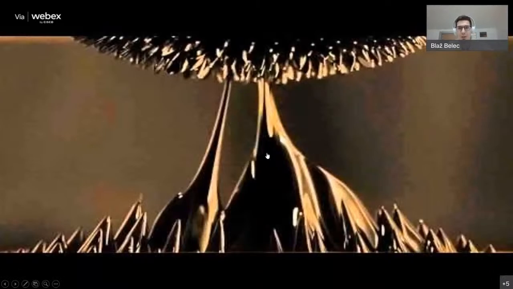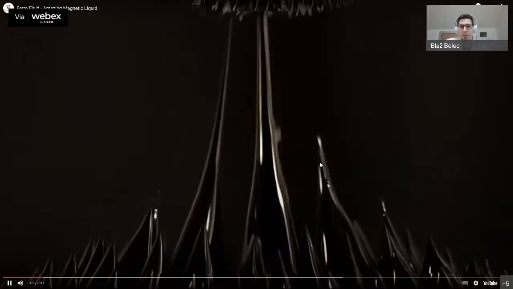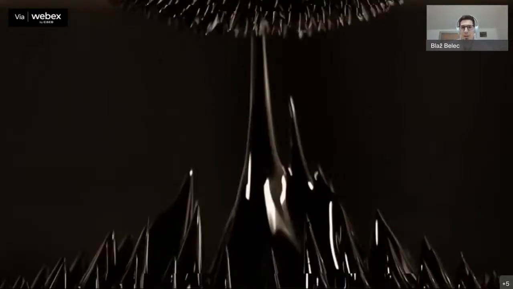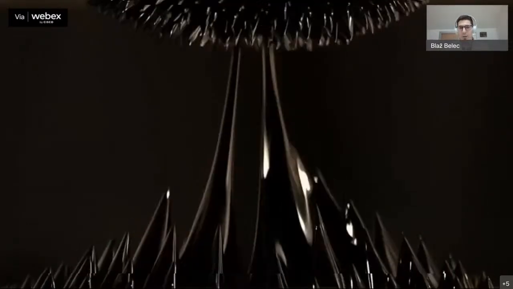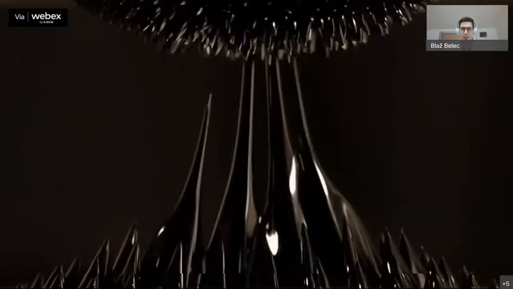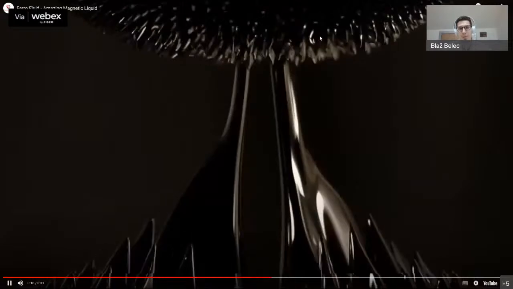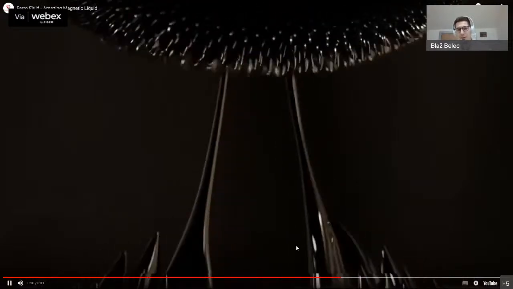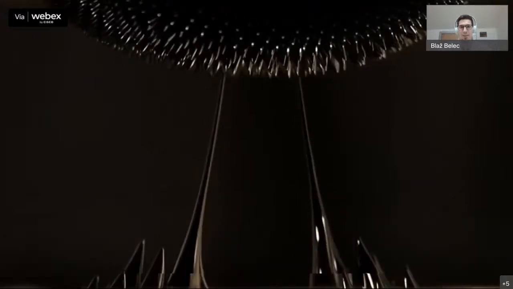Hope that this video will play. Yep. So what we got here is magnetic fluid, a very dense suspension of stable magnetic particles, usually in an organic solvent. On the upper side, we got a magnet. Below, it's magnetic fluid, and the magnetic fluid is floating towards the magnetic field.